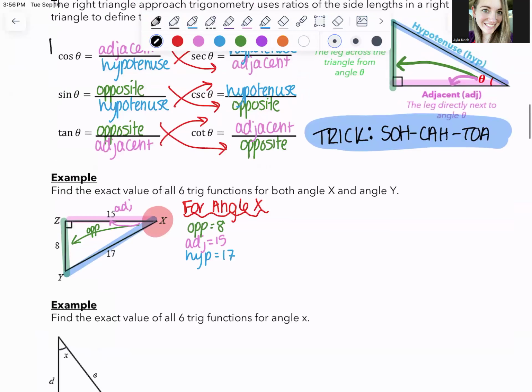SOH-CAH-TOA, that gives you this main cast over here. This main cast of characters, it explains how those ratios work in a right triangle. Sine is opposite over hypotenuse. And I can even color code these the same way that I did before. So opposite over hypotenuse. Cosine, CAH, is adjacent over hypotenuse. And tangent for TOA is opposite over adjacent. So SOH-CAH-TOA. It's the easiest way to memorize these ratios.